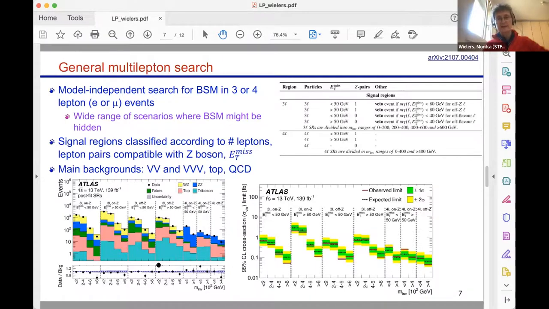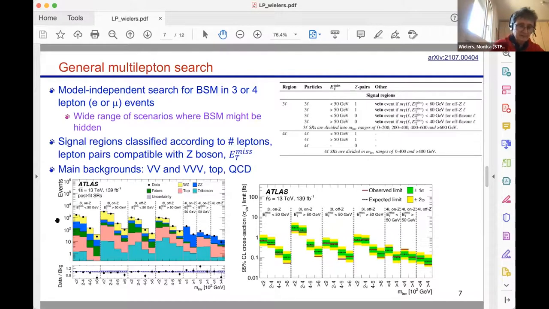Again, we devise the analysis such that we end up with different signal regions, and the classification depends on the number: if I have three or four leptons in the final state, then I also look at whether two of those leptons might have come from a Z boson. And then I also divide it further, looking at whether I have significant ETmiss in my final state or not. And then in each of these signal regions, I further subdivide my analysis, looking at different invariant mass ranges. I mean, with invariant mass here, the invariant mass of my leptons.